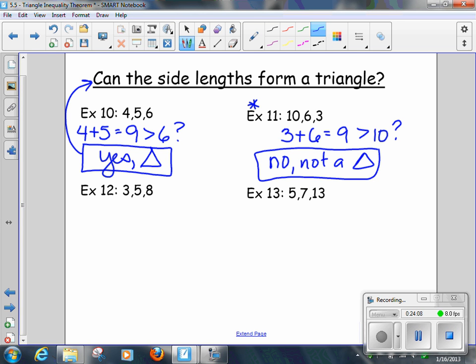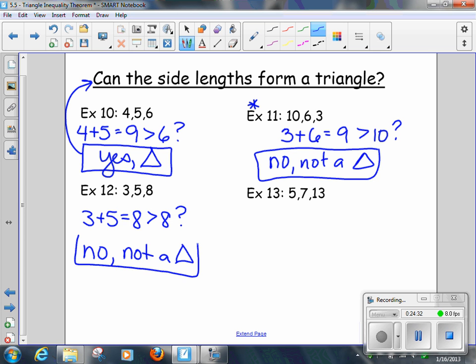Well, that's okay. Hey, what are you going to add together for 12? 3 plus 5 is what? 8. Is 8 greater? Now, I want you to think about this before you speak. Is 8 greater than 8? No. They are equal to each other. So no means what? No means no. No, not a triangle. No, this won't even form a triangle.